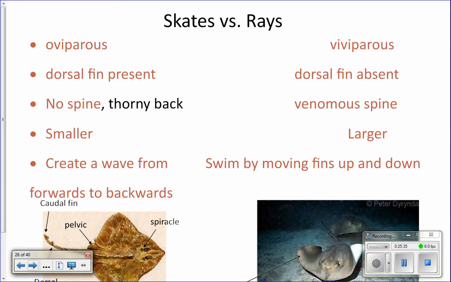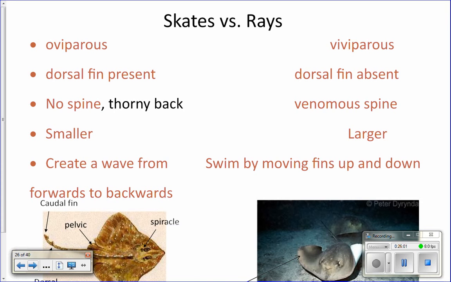Rays tend to be larger, skates are smaller, okay? And then the way that they swim is different. So rays will swim by moving their fins up and down, so they'll flap their fins, whereas skates will actually create this ripple effect, starting at the front of their pectoral fins and then moving that ripple along to the back of their fins. So they'll swim like that, whereas rays will flap.